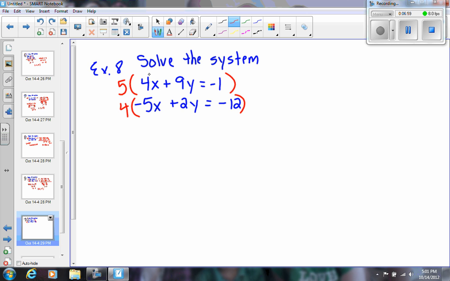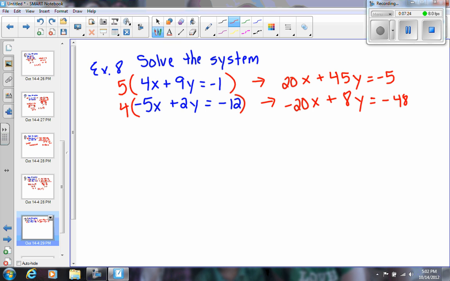So I'm turning them both into 20s, a 20x and a negative 20x. So remember, the 5 gets multiplied by the entire equation, so we have 20x plus 45y equals negative 5. And the second equation changes to negative 20x plus 8y equals negative 48. Now, a common mistake people make is to forget to multiply the constant on the other side. So you'll need to check for that.